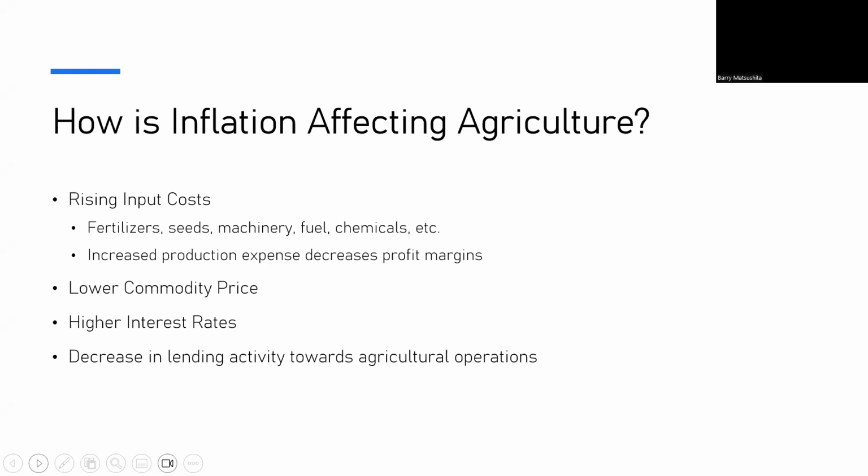And these increased production expenses will decrease profit margins, and combined with factors like lower commodity prices and higher interest rates, which are also correlated with inflation rates, it could lead to increased financial strains on farmers. And this could also lead to a decrease in lending activity towards these agricultural operations, and it would just limit the growth of the agricultural sector.